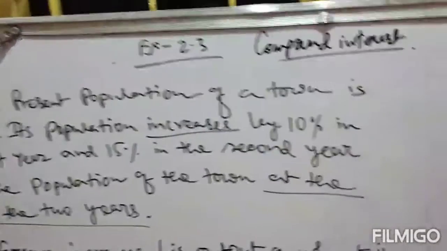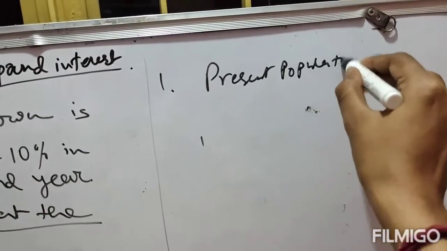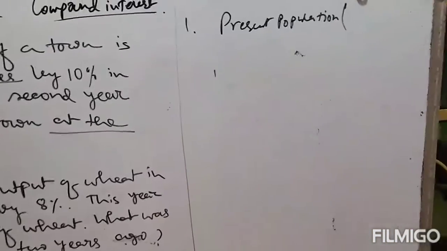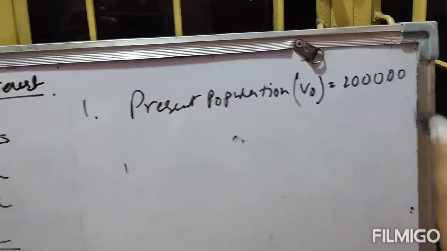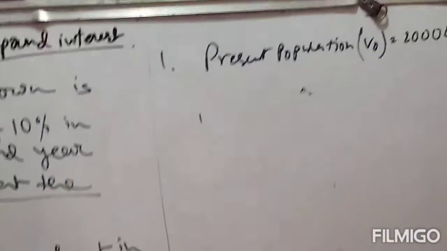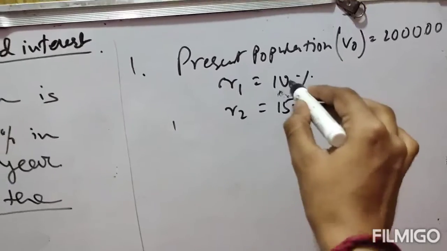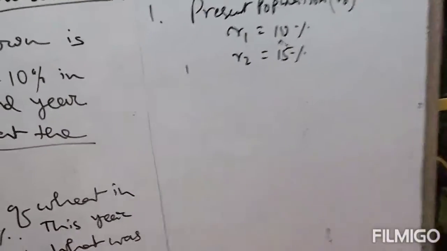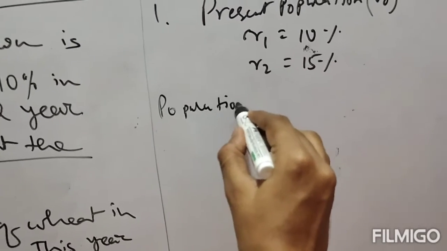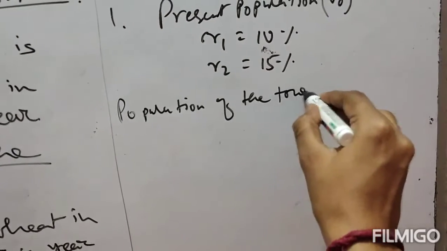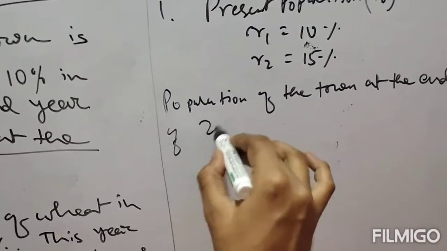So, question number 1, present population. Present population means V0, that is V0 equals 2 lakh. Clear? And R1, that is rate percent, R1 equals 10% rate of growth, and R2 equals 15%. This is for the first year and this is for the second year. So the population of the town at the end of 2 years, which means after 2 years.